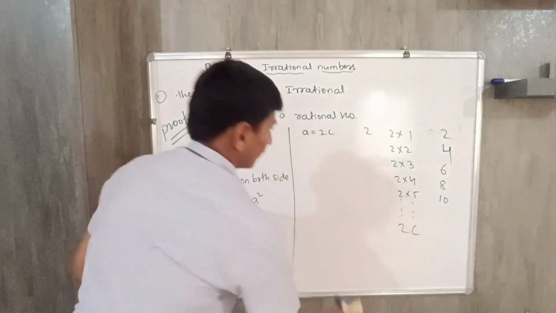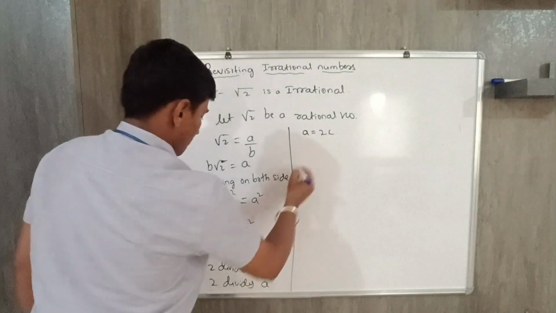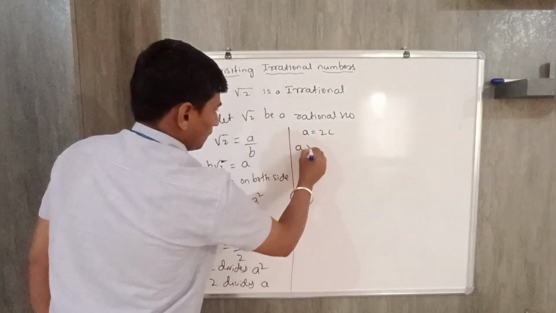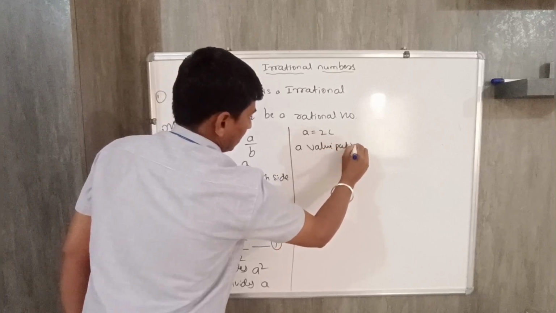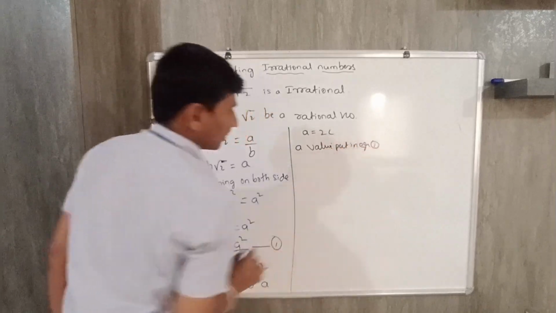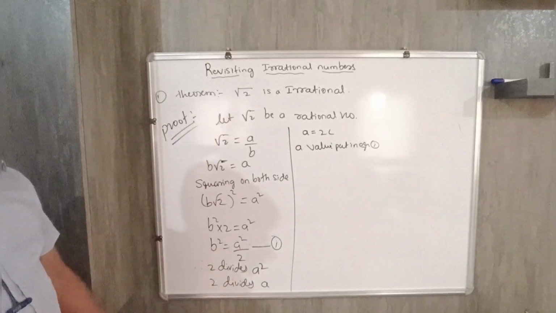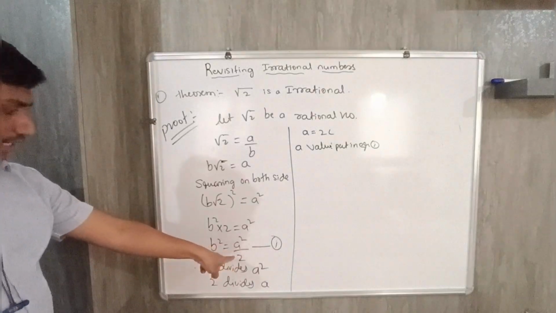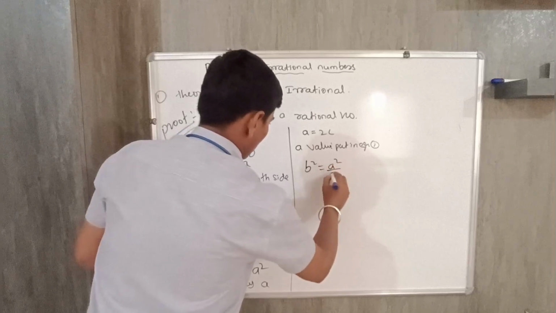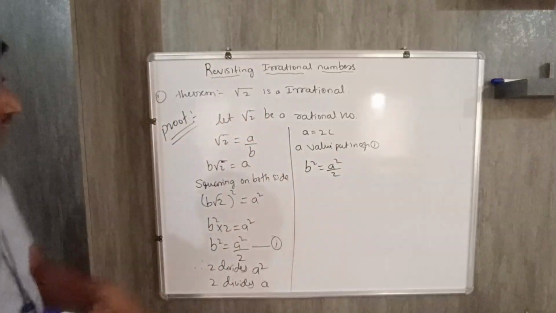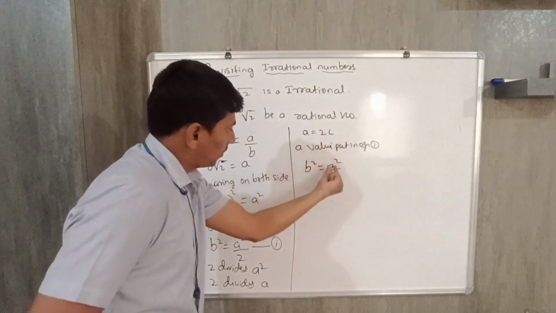So see, a value put in equation 1. This is equation 1. b square is equal to a square by 2. Equation 1: b square equal to a square by 2. Right? The a value is 2c. So the value 2c is put in here.